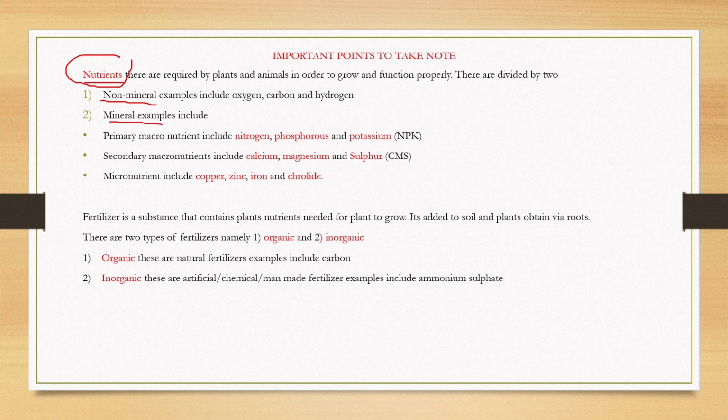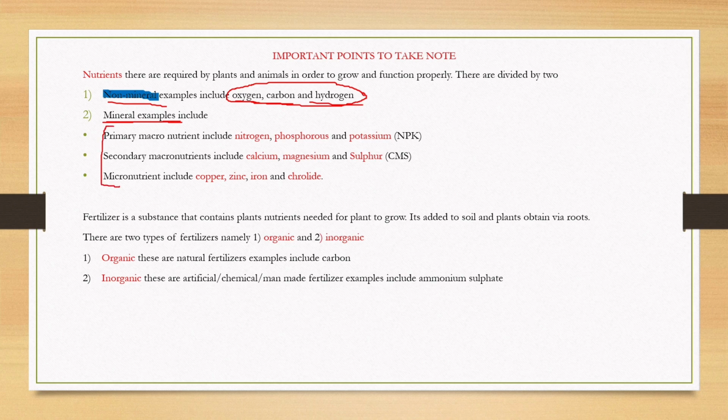Let me just give you a hint on non-mineral nutrients and mineral nutrients. Non-mineral nutrients are nutrients in the form of gas and they are found in the atmosphere. Examples include oxygen, carbon, and hydrogen. These are gases found in the atmosphere, but they are nutrients, which means they are non-mineral nutrients. And then we go to mineral nutrients. Mineral nutrients are nutrients which are found in the ground and they are grouped in three.